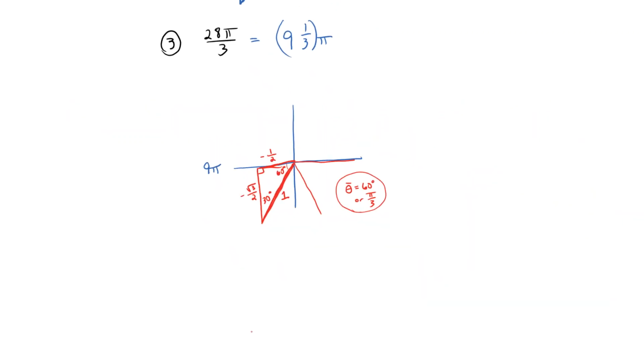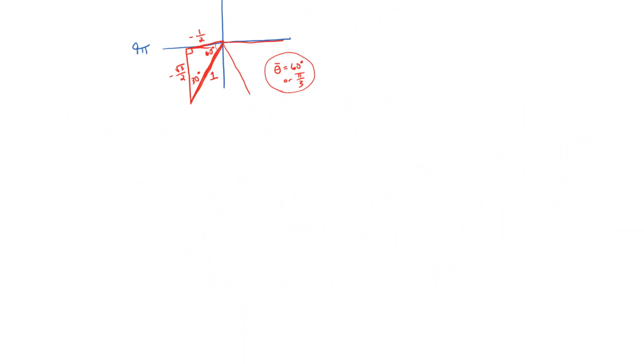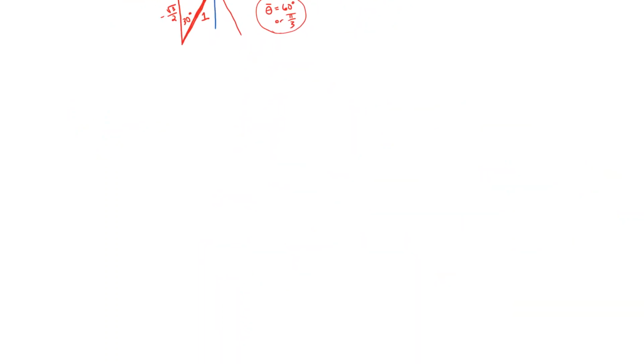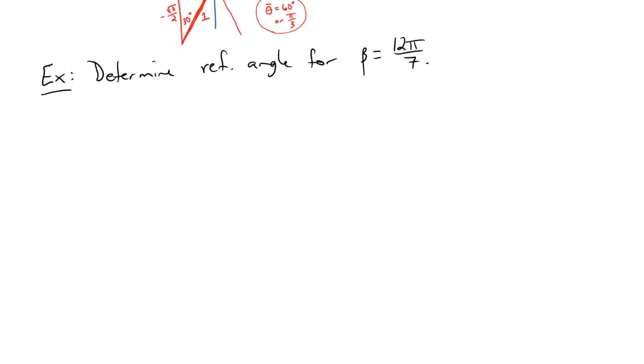Now let's take our focus off of the triangle for a moment and let's do some problems with just reference angles. So example, determine the reference angle for, and we'll use a different letter now for an angle. Let's say the angle is beta, and let's say that angle is, how about 12 pi over 7, okay? So, reference angle for 12 pi over 7.